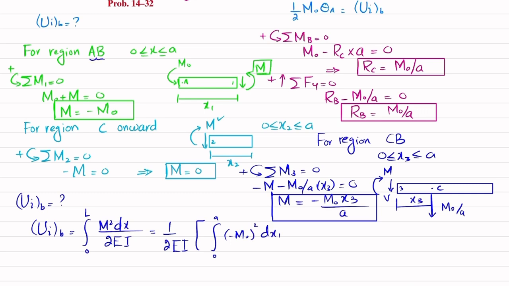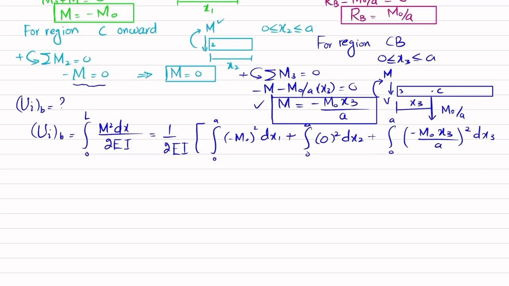This is for region AB, plus again the integral from 0 to A, and for the second one we have minus m, which is 0, so 0 squared into dx2, plus the integral from 0 to A, and the third one was this one, minus m naught x3 divided by A, whole squared dx3, and we will close the square bracket. So from here the strain energy due to bending is equal to 1 over 2 EI, and this will give you minus m naught squared x, and the limit will be from 0 to A.